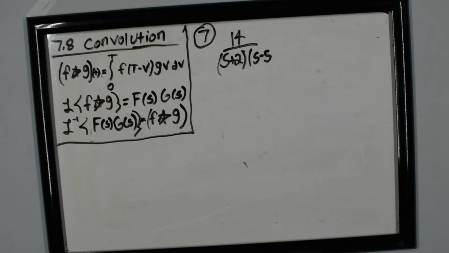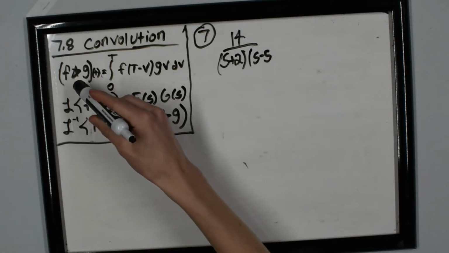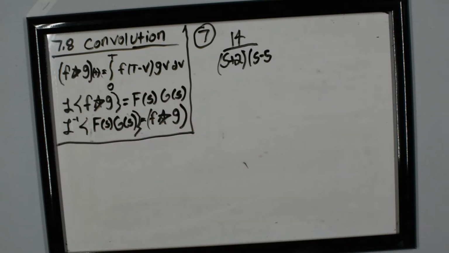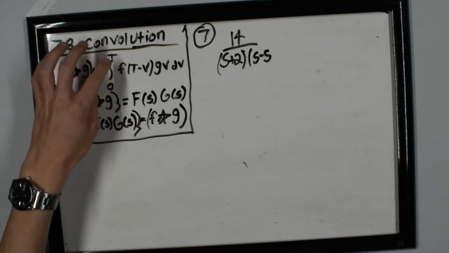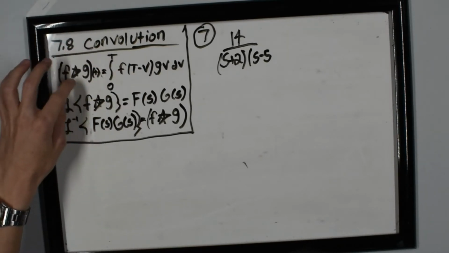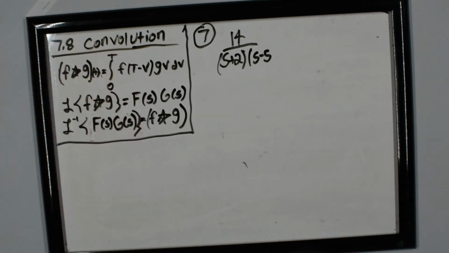Okay, so in this video we're going to be going over the convolution and some of its properties. I've listed them here. Essentially, this symbol, the star with the f and g to the right of it, means it's a convolution. And a convolution is equal to an integral from 0 to t of f, the first term, of t minus v, times g of v dv.